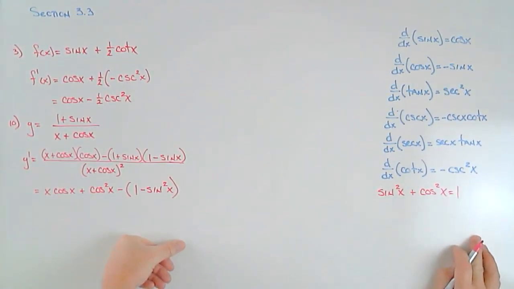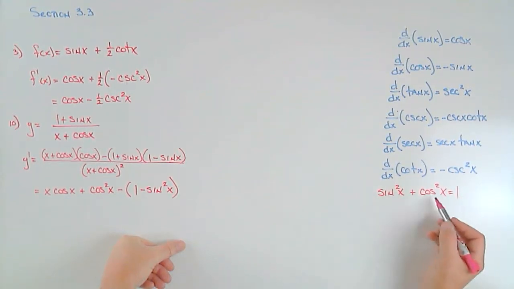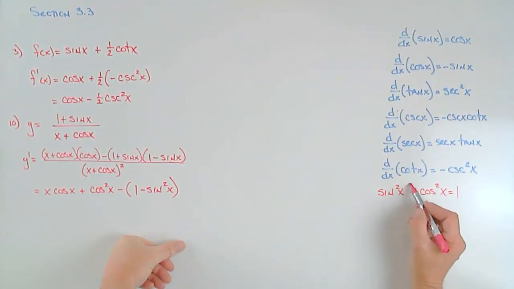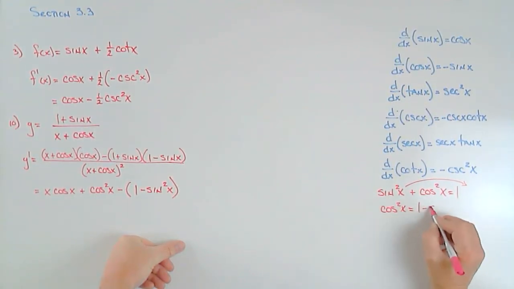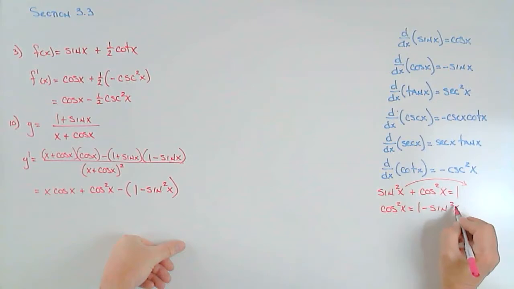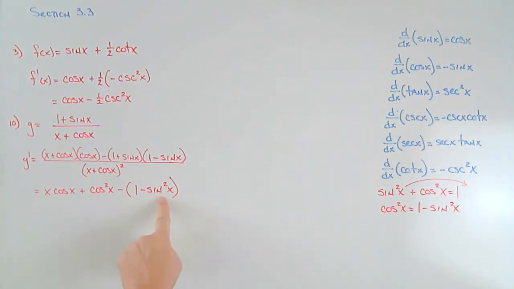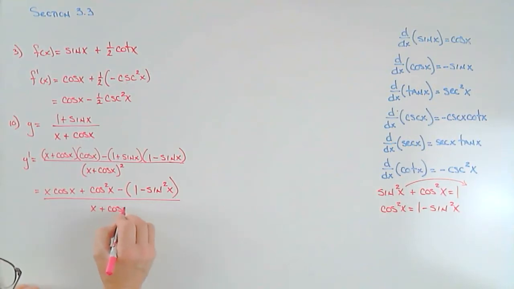But in a calculus class, a lot of times you will see this identity not presented in this form, but let's move the sine over here and see what we get. We get cosine squared x is equal to 1 minus sine squared x. See, 1 minus sine squared x. So let's not forget our denominator, x plus cosine x squared.